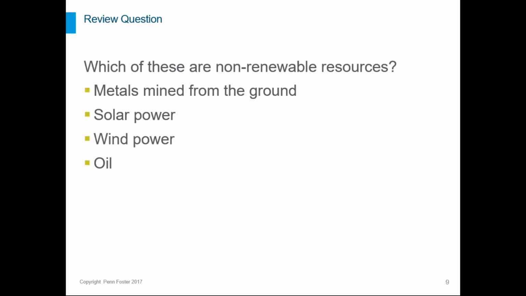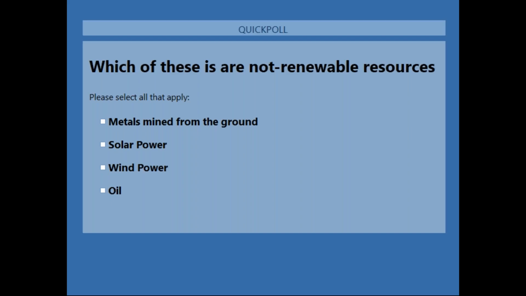So that's actually the end of section 1. So we have a review question, and there's going to be a poll on your screen, and there is more than one answer. I'll tell you that now. So your question is, which of these are non-renewable resources? Metals mined from the ground, solar power, wind power, and oil. Which are non-renewable? It'll give you about 30 seconds to answer that poll.